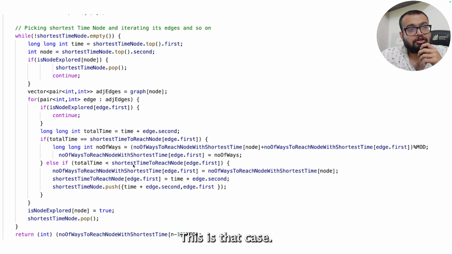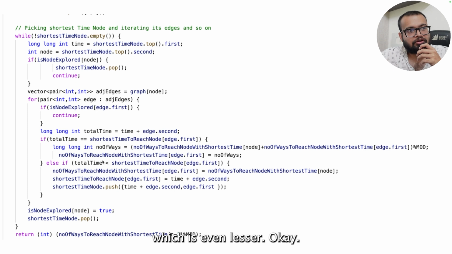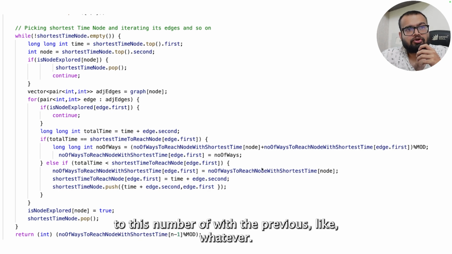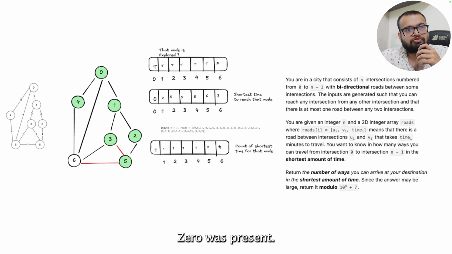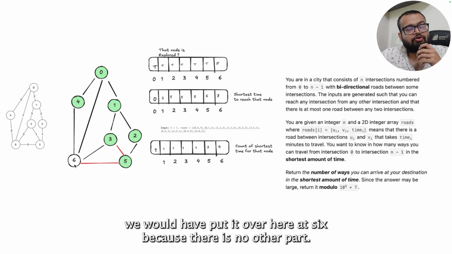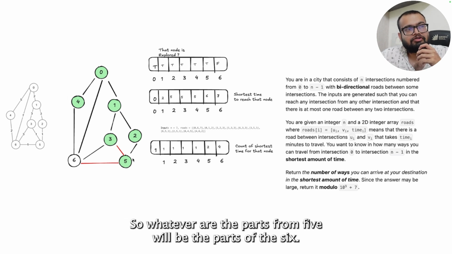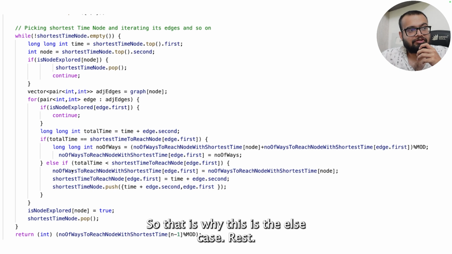This is that case. Otherwise, if the total time is less, that is, we have found an even shorter path, that means we have to reset it. Reset means we just put the previous value there. Let us suppose in this 6, 0 was present. Then whatever the value was at 5, we would put it at 6, because there is no other path. So whatever are the paths from 5 will be the paths of 6, because it will come from 5 only, the shortest one. So that's why this is the else case.